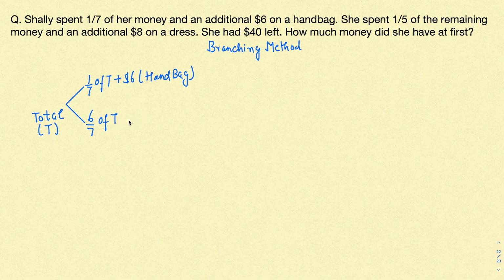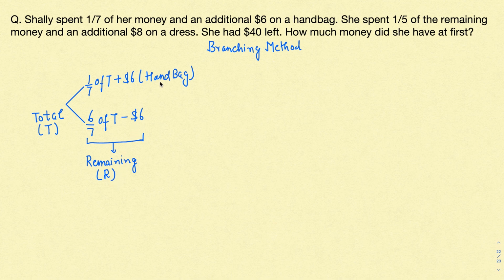That's it? No, 6/7 of the total minus $6. Another minus $6. Why? Because she has spent 1/7 plus another additional $6 on the handbag. So the remaining amount of money would be 6/7 of total minus $6. Let's call it remaining, and let's denote it by R.